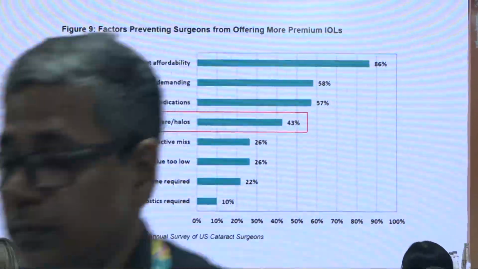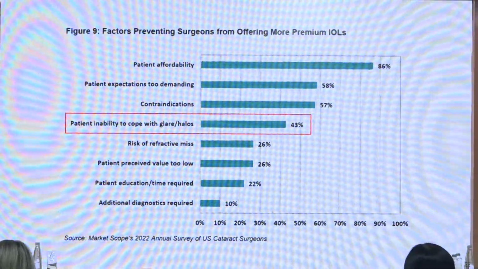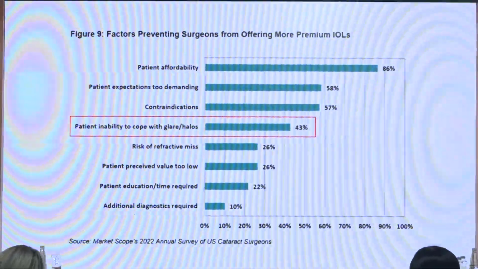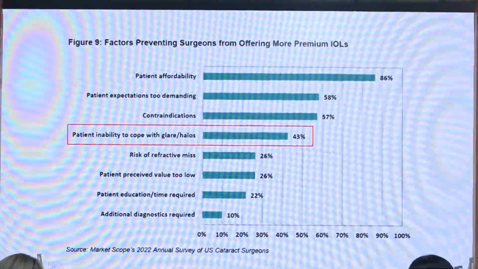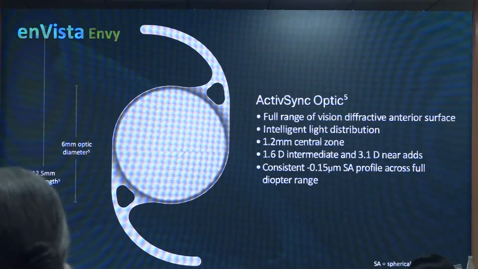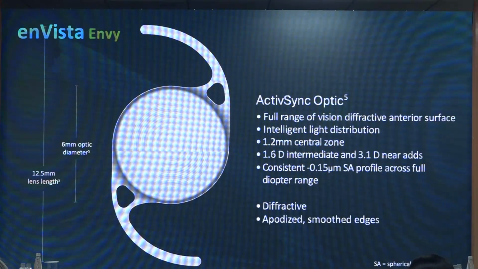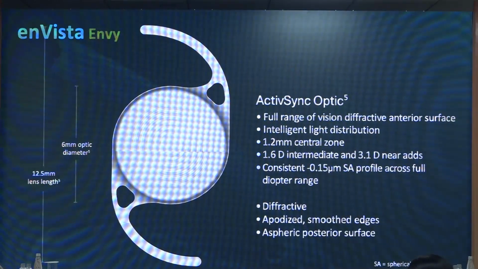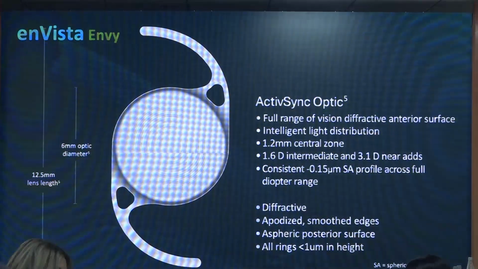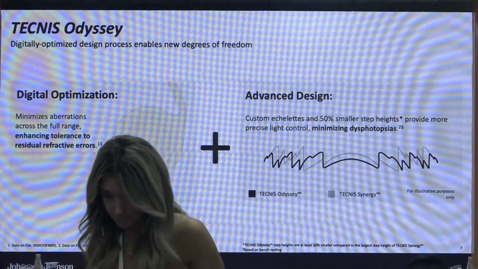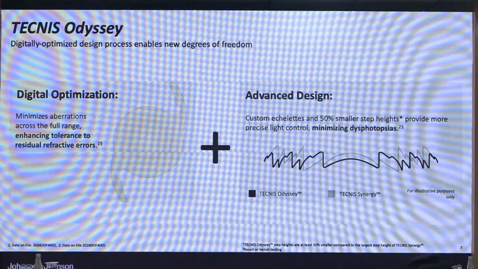One of the major factors preventing surgeons from offering more premium IOLs in their practice in this recent survey was a patient's inability to cope with glare and halos. Envista Envy was designed diffractive, apodized with smooth edges. It has an aspheric posterior surface, and all rings are under 1 micron in height. Tecnis Odyssey uses digital optimization. They use AI in the design of the lens.